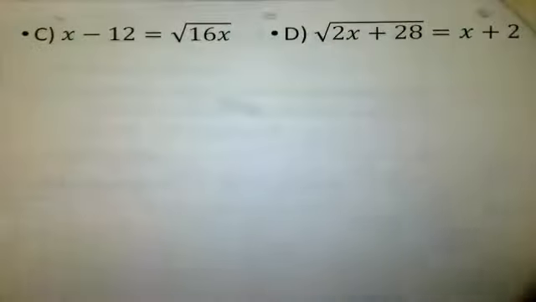What's different about C and D? They don't have a radical. Yeah, it's not a radical equal to a radical. These are going to be a little bit more challenging. So this only has a single radical. If x minus 12 is equal to the square root of 16x.